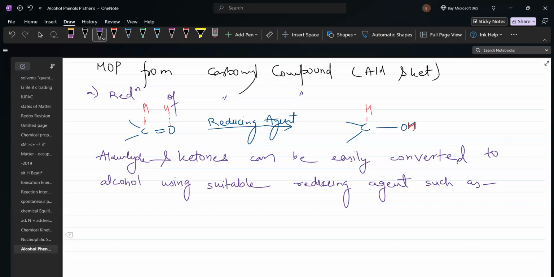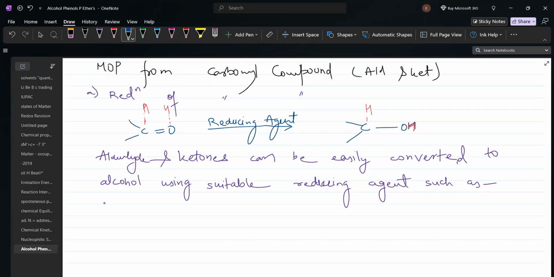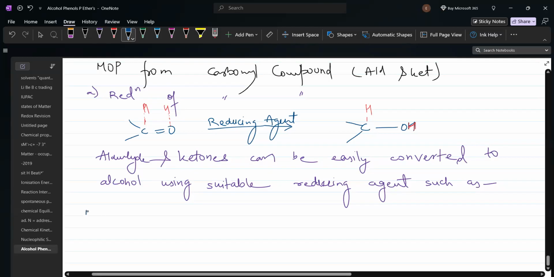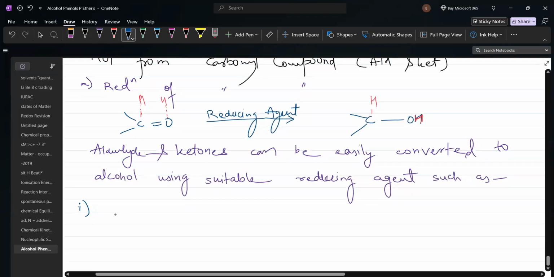Done copying? Yes. Yes, sir. Okay. So see, there are some important reducing agents which you have to learn. Let's see what those are.